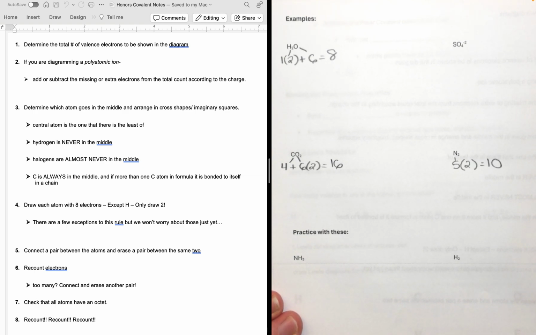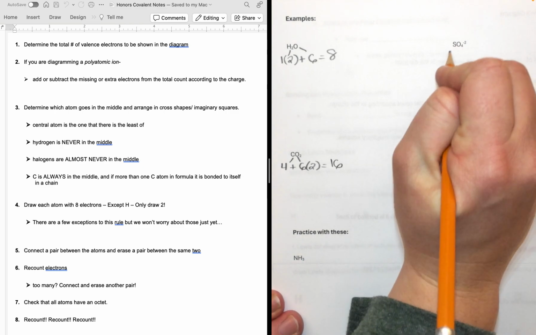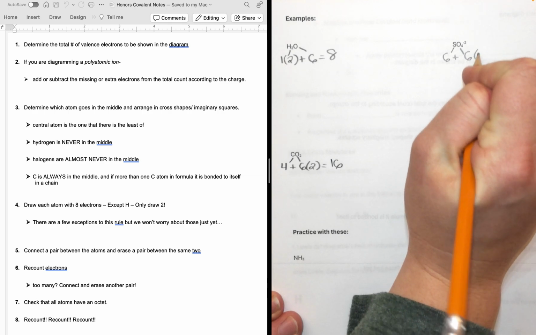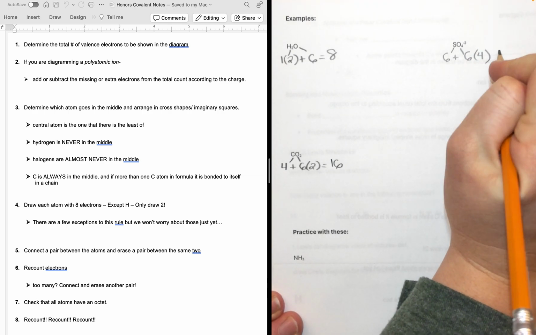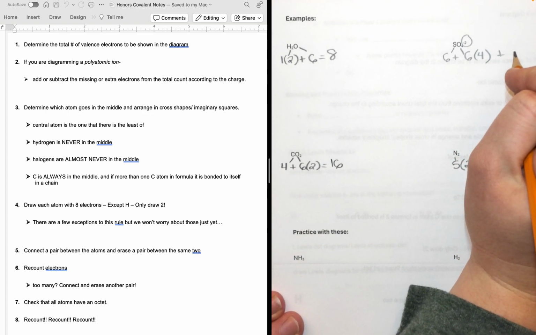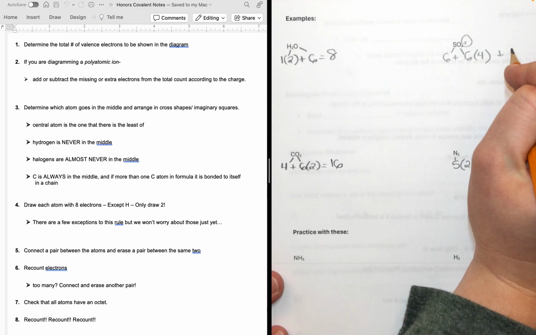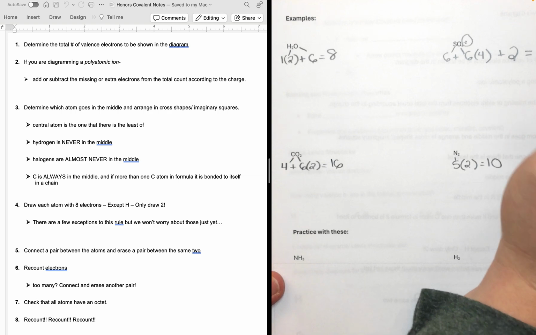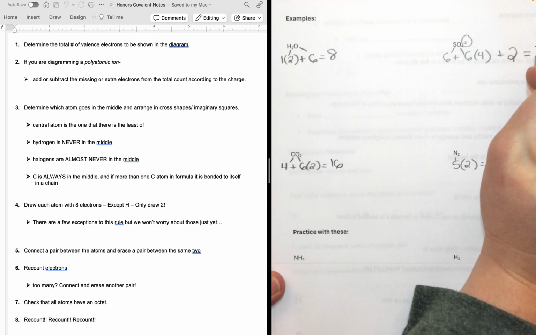So if I look over at step 2, it says if you are diagramming a polyatomic ion, we add or subtract the missing or extra electrons from the total count according to the charge. So for SO4, sulfur has 6 valence electrons. Oxygen also has 6, and we have 4 of them. And then because this is a -2, that means there's 2 extra electrons. This ion has gained 2 electrons, so we're going to add 2 more, meaning in total for this diagram we would have 32 electrons.